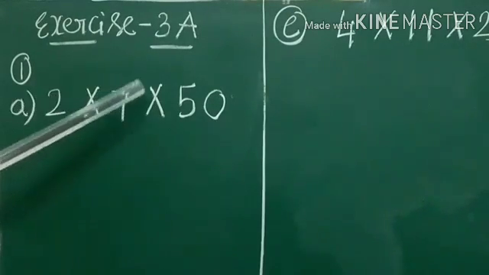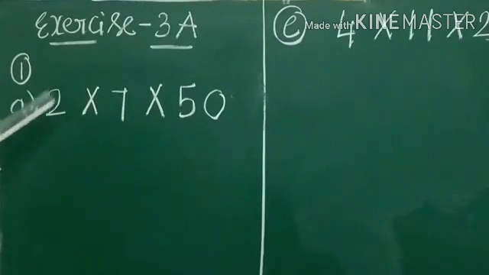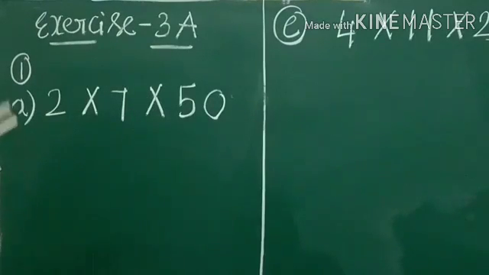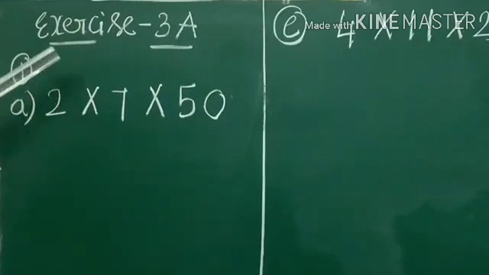2 into 7 into 50. Now here there are 3 numbers. That means which strategy do you have to use? You have to use the first strategy. If there are 3 numbers, you have to use the first strategy. If there are 2 numbers, you have to break up one number by using the second strategy and then follow the first strategy. Now here you have to follow the first strategy.